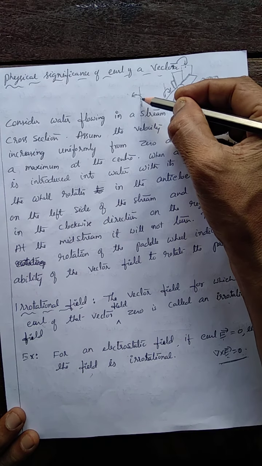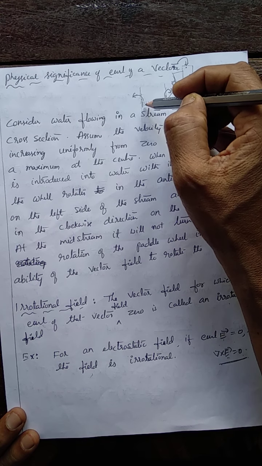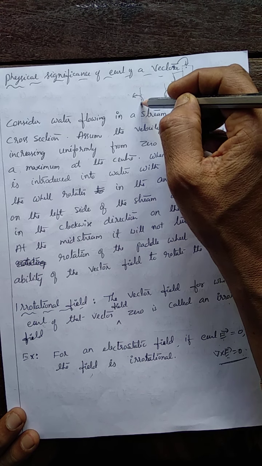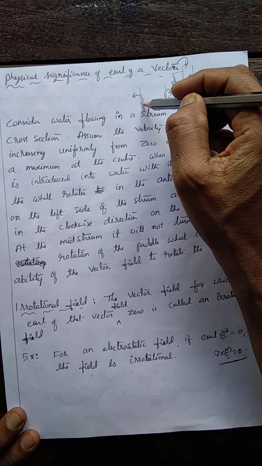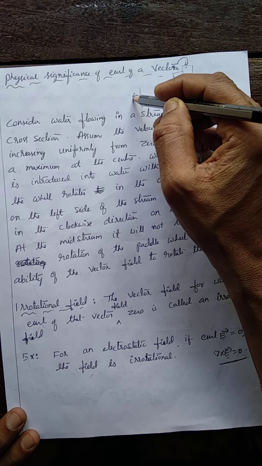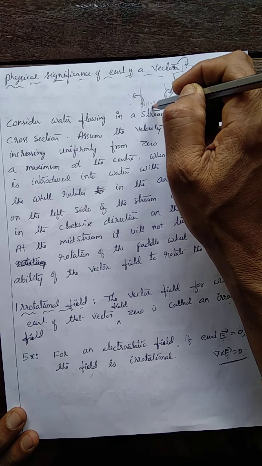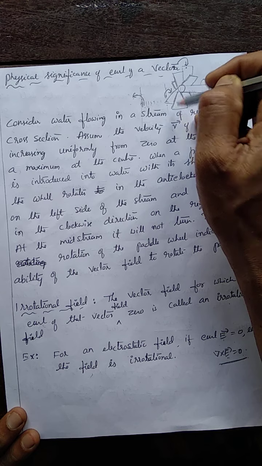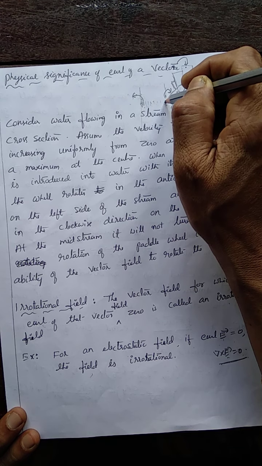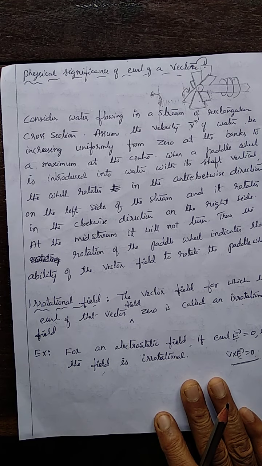Did you get it? See, divide the liquid into streams. The velocity of the stream goes on increasing. At the bank, it's 0. At these two points, zero velocity. So when you keep the wheel here, the velocity is more, no? That velocity rotates the wheel. The rotation of the wheel indicates that some rotation effect is produced by the liquid in motion. Similarly, here rotation is produced in this direction. That is nothing but the effect produced by this vector field. This is the physical significance of the curl of a vector. This is about divergence of a vector and curl of a vector.